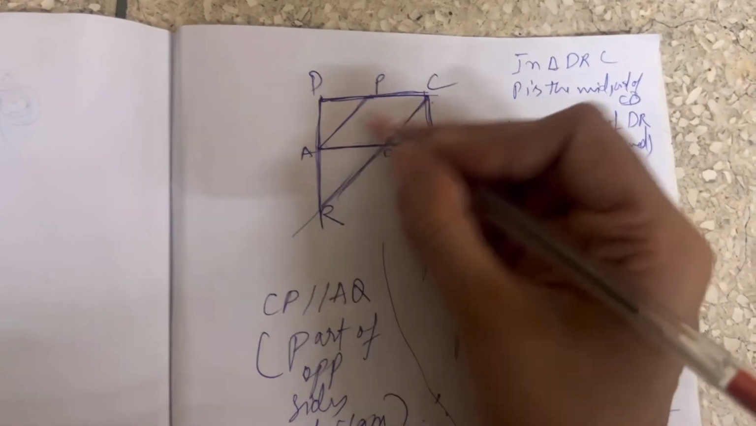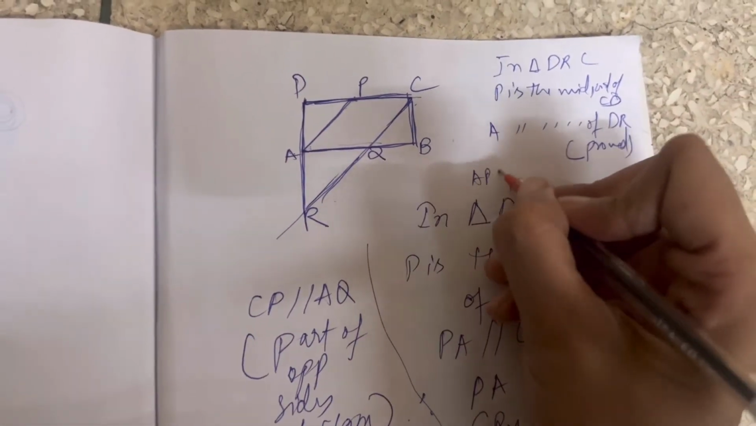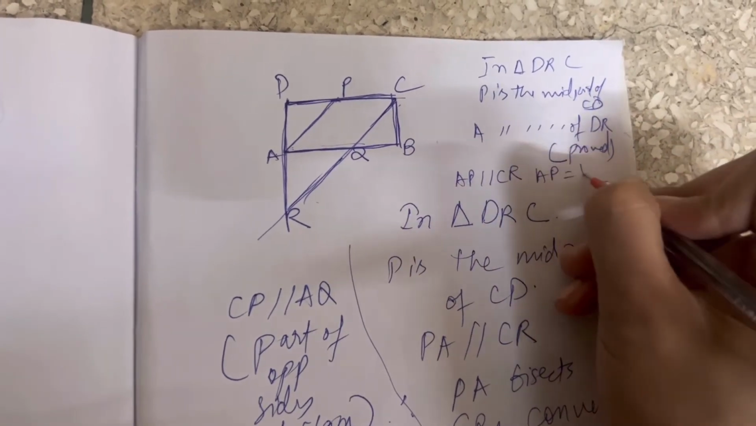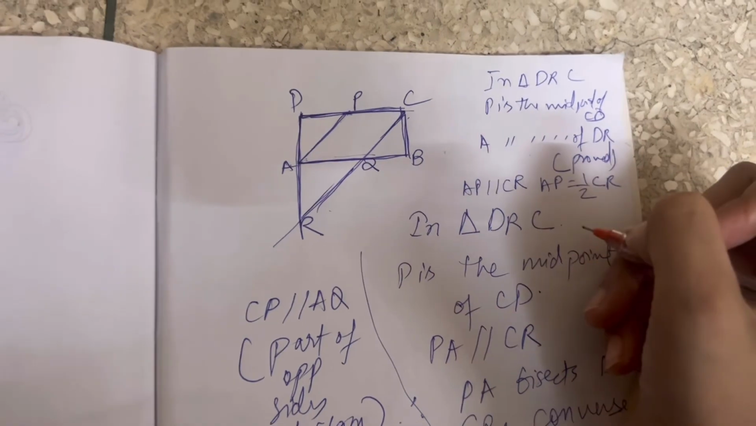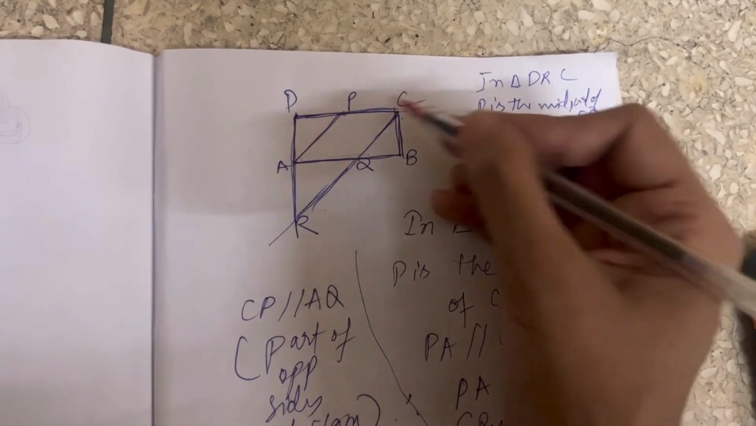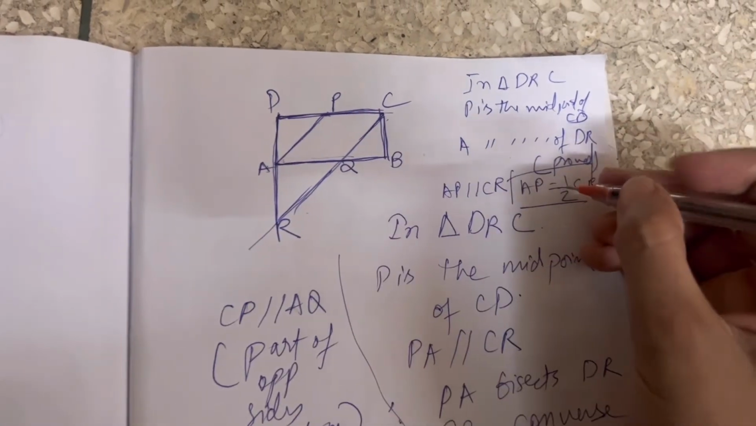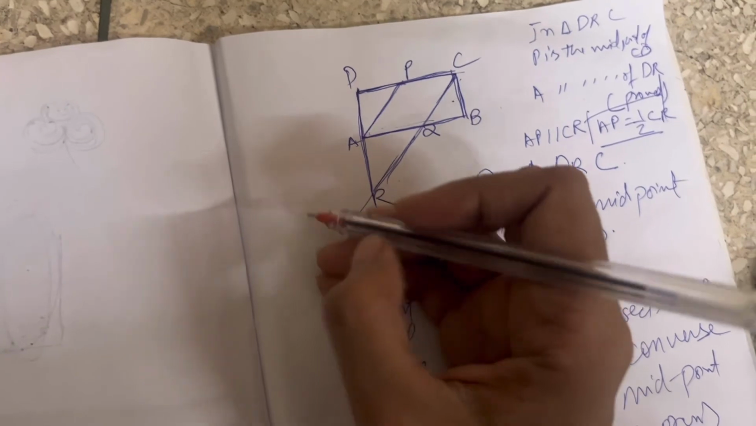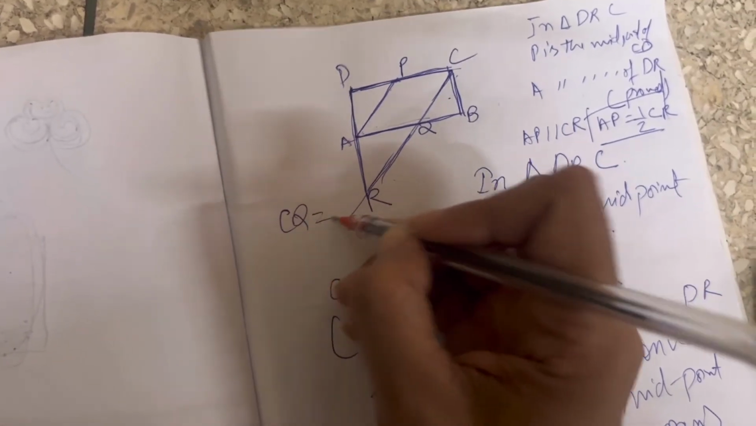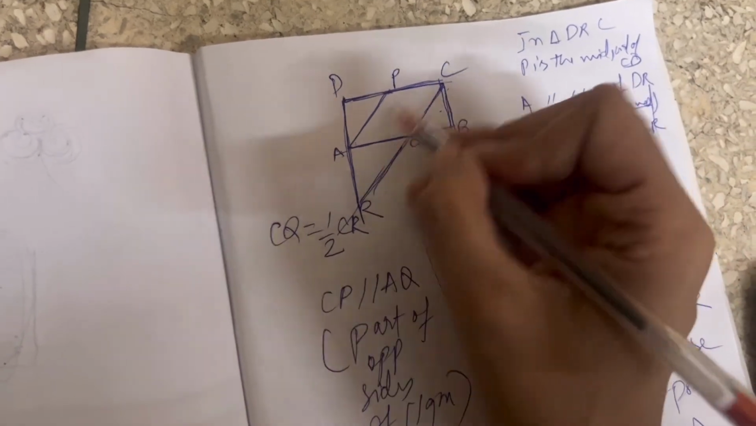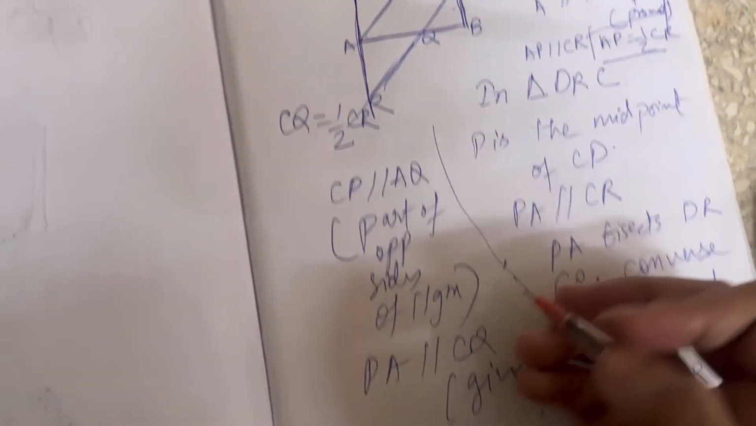Now, therefore, AP is parallel to CR, which was already given, but AP is also half CR. This was not known. Now, this is a very important point. AP is equal to half CR, right? Which means that CQ will also be equal to half CR. Why? Since APCQ is a parallelogram, isn't it?